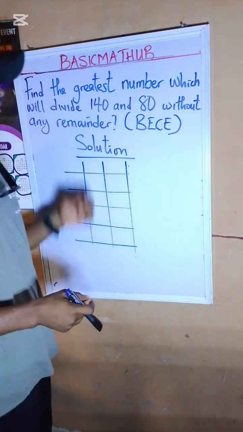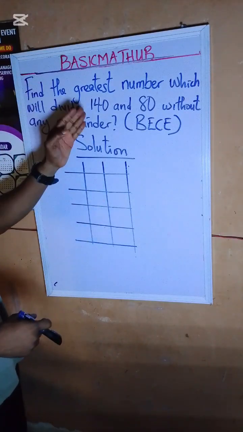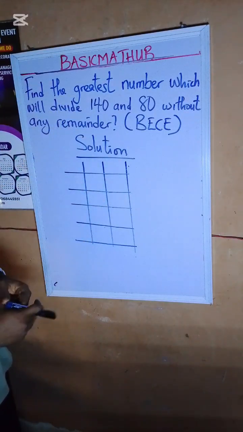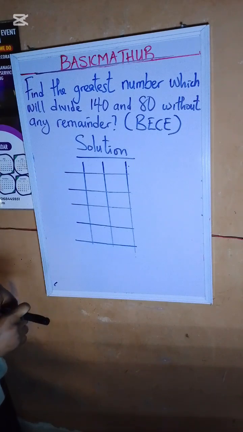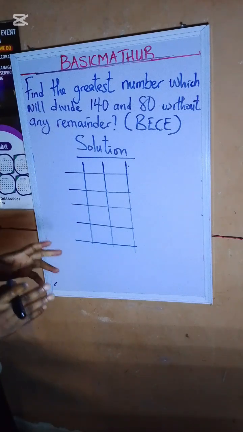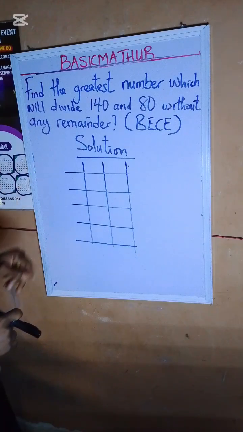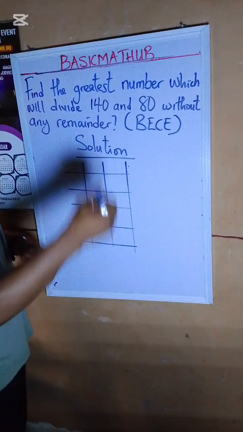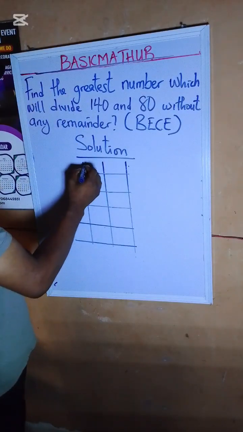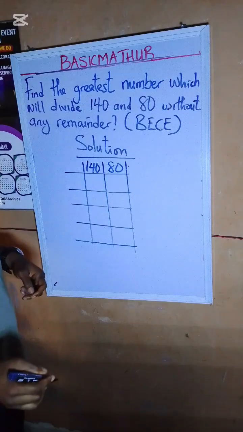Prime numbers. Let's consider this question. Find the greatest number which will divide 140 and 80 without any remainder. What are they asking us to find? Just the highest common factor. That number that will divide 140 and 80 completely without any remainder is the highest common factor. So we find the highest common factor of 140 and 80. These are the applications of the prime number.